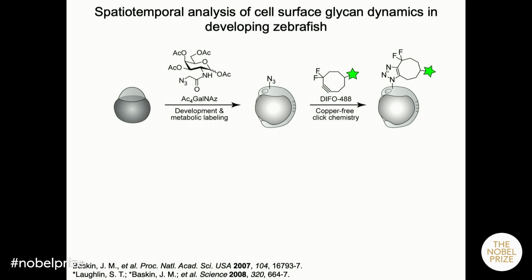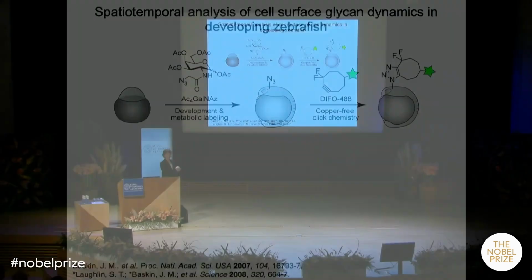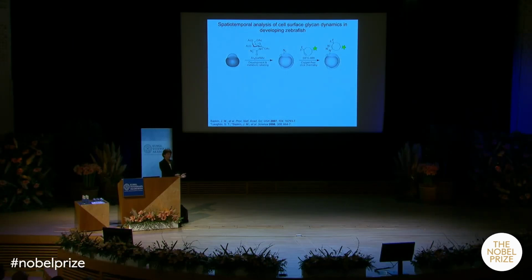And so Jeremy and Scott did experiments where they would take early embryos of zebrafish developing in a dish. They would feed these embryos azido sugars, which would get metabolized. And once those azido sugars appeared on the surfaces of the cells of the animal, they would do the copper-free click chemistry reaction in the live animal with a DIFO probe, introduce the fluorescent dye, and now we could image the sugars for the first time in a living animal. It was a very dramatic moment in the lab.